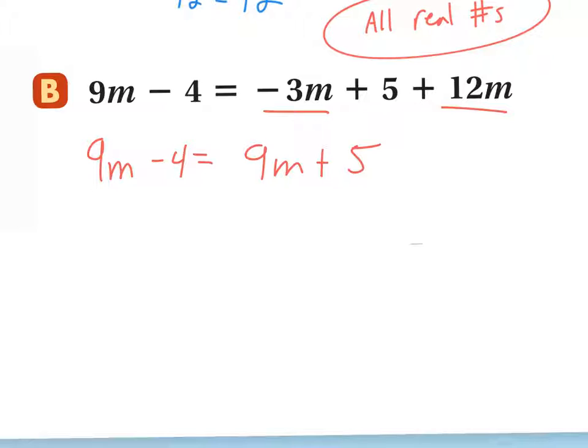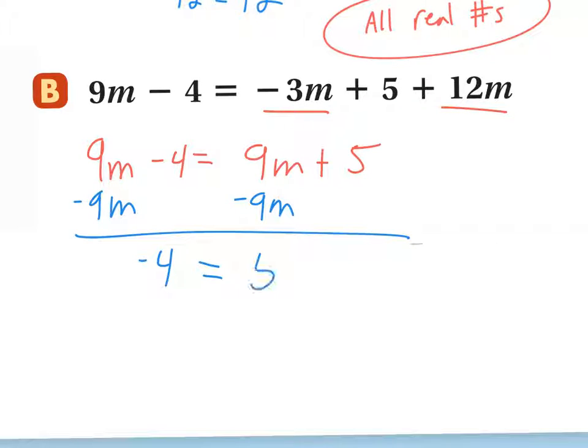All right, so what do you notice right now? We have 9m on both sides. Now, do we have completely matching sides? No. So, what do you want to take away, 9m or 9m? 9m. How do we do that? You subtract it. So I'm going to subtract 9m from both sides. I'm going to get negative 4 is equal to 5. Is that true? No. Negative 4 will never equal 5.